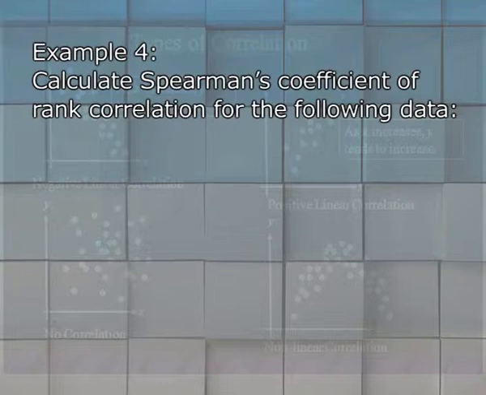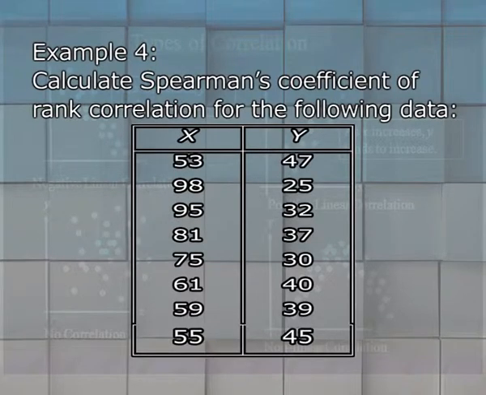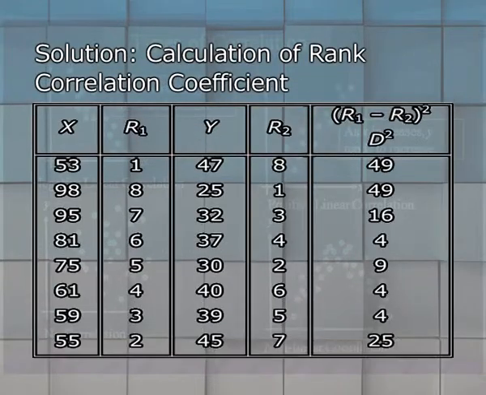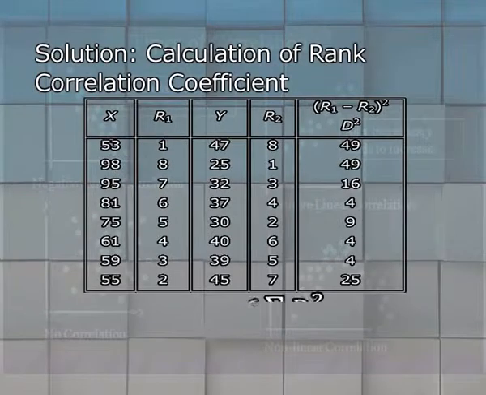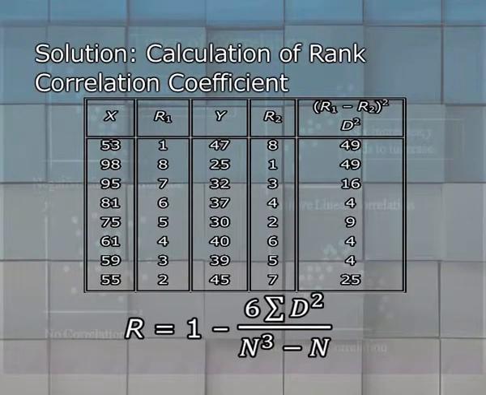Calculate Spearman coefficient of rank correlation for the following data. So we have a table of capital X and capital Y, the variables X and Y. Now let's see the solution here. Again, we are doing the calculation of rank correlation coefficient. For that, we are making a table of columns: capital X, which is R1, capital Y, which is R2, then R1 minus R2 square is equal to D square. So we have all these columns with us. Now we are applying the formula R is equal to 1 minus 6 sigma D square divided by n cube minus n.